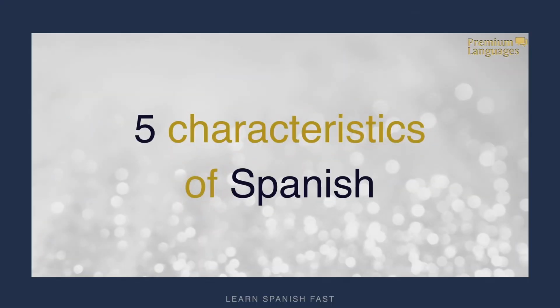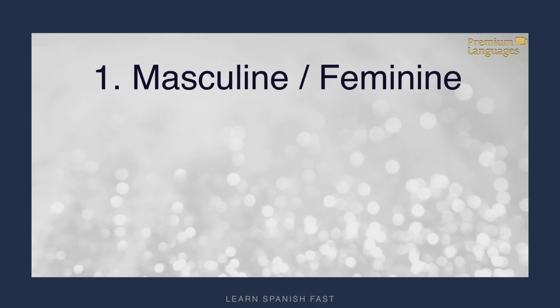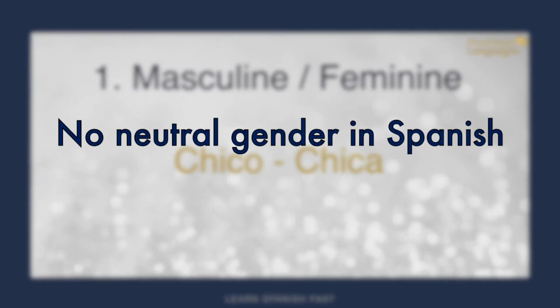Let's see now some features of the language that we will systematically be covering in this course. The first one is the distinction between masculine and feminine. Some words in Spanish are masculine. Think of chico, a boy, and some are feminine, chica, a girl. Well, at least we do not have a third gender, neutral, like other languages.